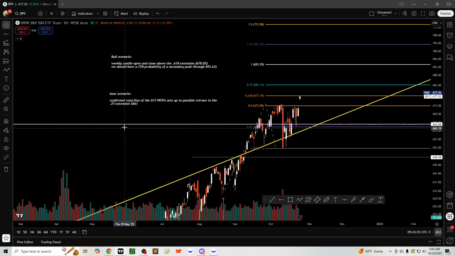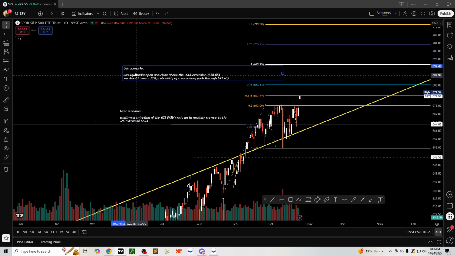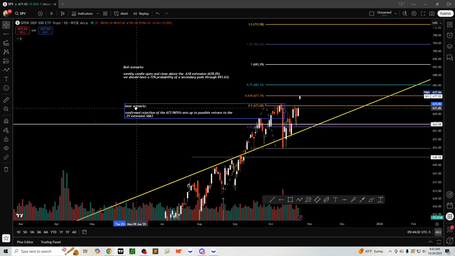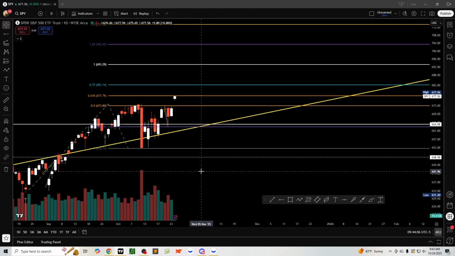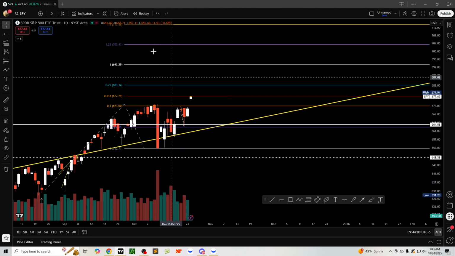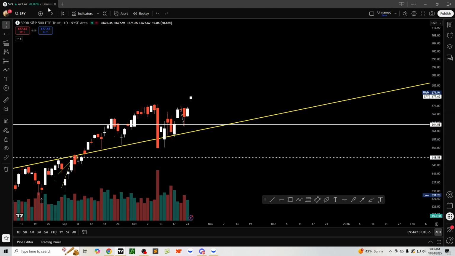All right, so there's our bull and bear levels here. Let's see how that plays out in the future, but that's how you draw an extension. And if you're doing it on a short term, i.e. day trading, let me just delete this so it's clean.